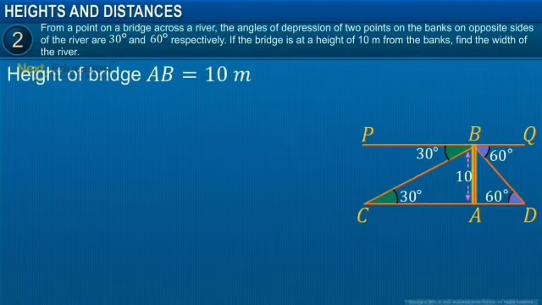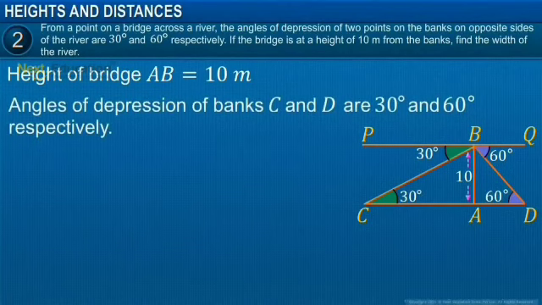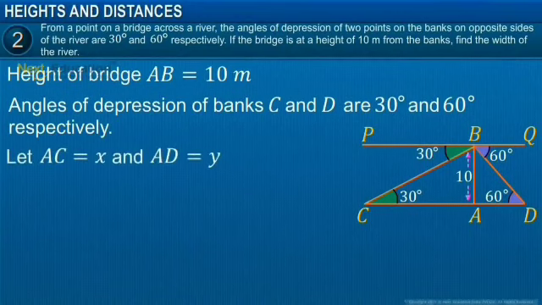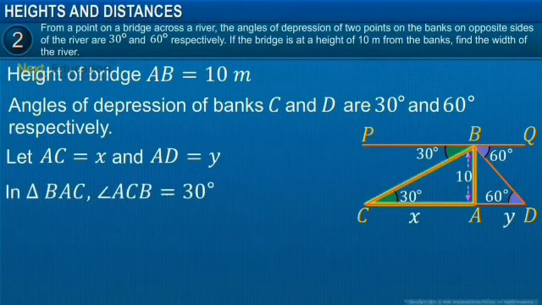The height of the bridge is 10 meters, and the angles of depression D and C are 60 degrees and 30 degrees respectively. As in the figure, let's assume that AC is equal to x and AD is equal to y. In triangle ABC, measure of angle C equals measure of angle CBP equals 30 degrees, alternate angles.